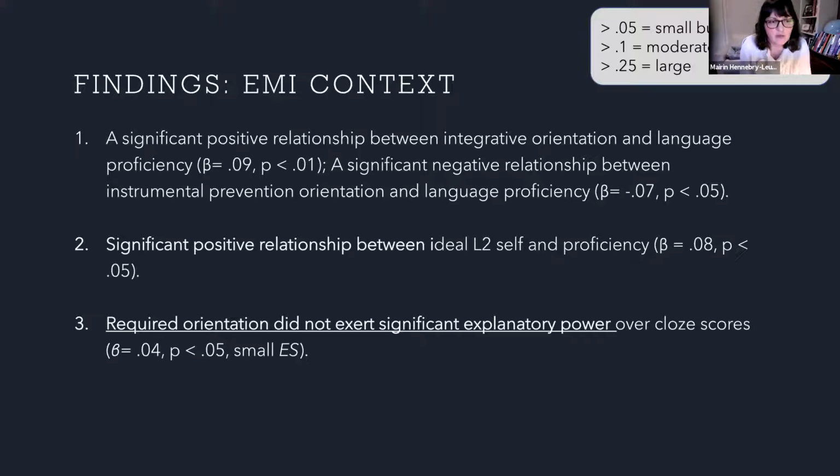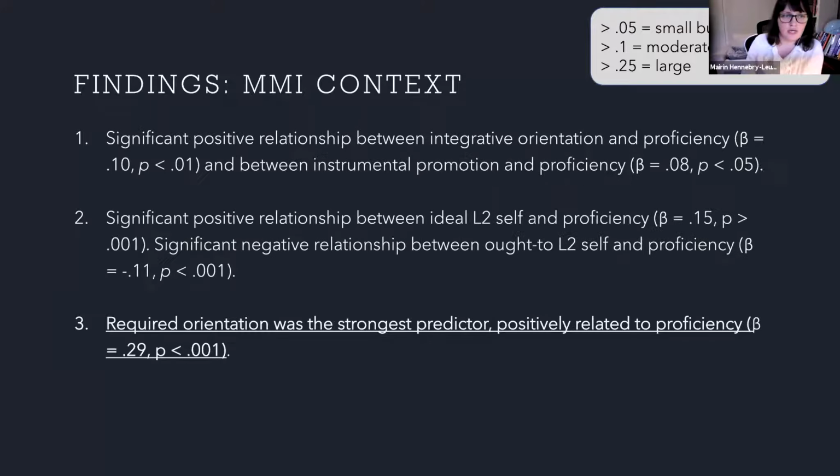So what we're saying for the EMI context is that we saw essentially the strongest relationship was between an ideal L2 self and proficiency, and not far off from that was also the integrative orientation. So those two were the strongest competitors in the EMI context, but instrumental promotion didn't really come through. Instrumental prevention was a negative predictor, which you might expect, and the required orientation didn't really feature in the EMI context.